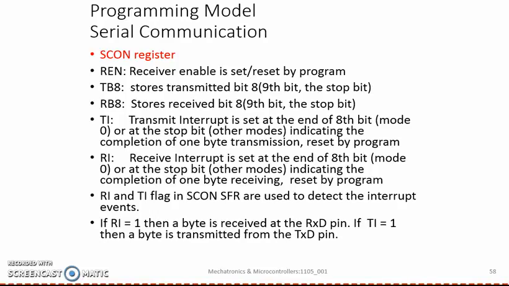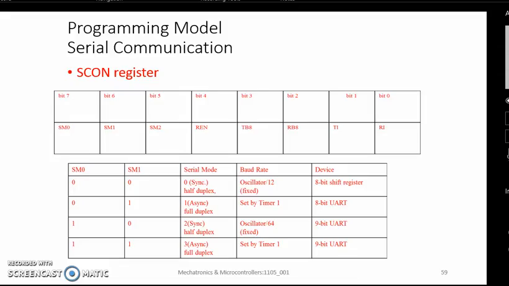RI is receive interrupt, which will be set when the 8th bit is received, or the stop bit is received, indicating that one particular byte is received completely. It will be reset by the program. RI and TI flags in the SCON SFR are used to detect the interrupt events. If RI is equal to 1, then the byte is received successfully at the RXD pin. If TI is equal to 1, then the byte is transmitted successfully from the TXD pin.